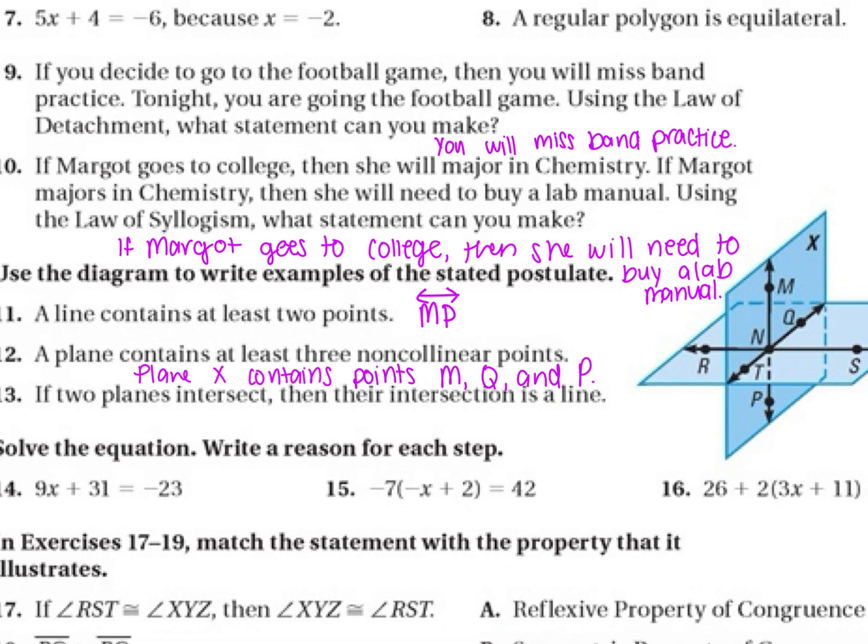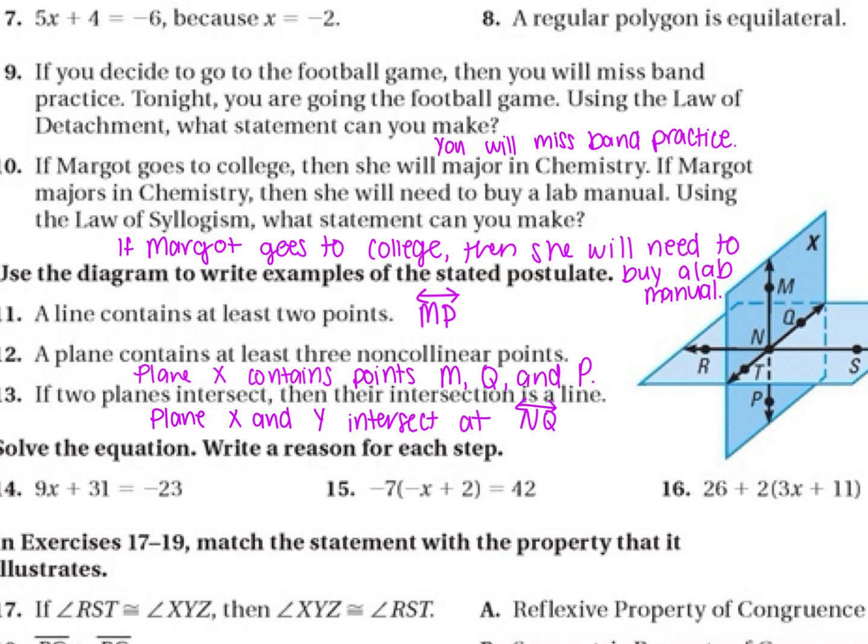If 2 planes intersect, then their intersection is a line. So 2 planes intersect, I have plane X and Y intersect at, I'm going to do NQ, line NQ, they intersect at line NQ. So that's the one I'm going to use. Okay, you could have also used TQ or QT, yes.